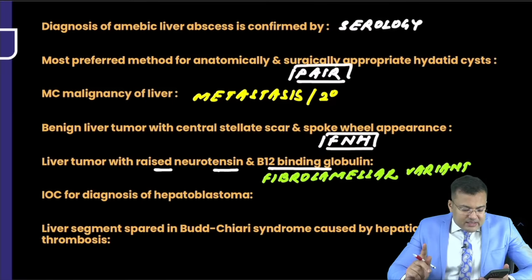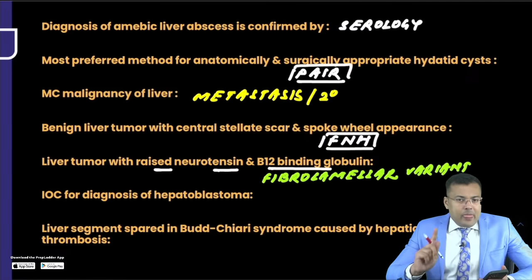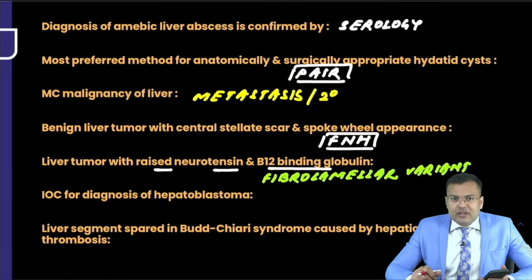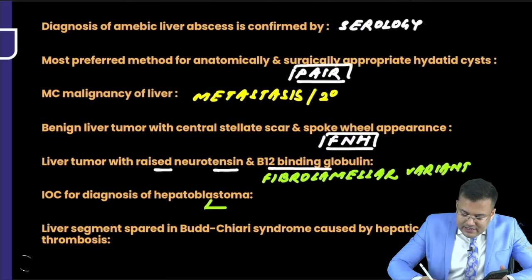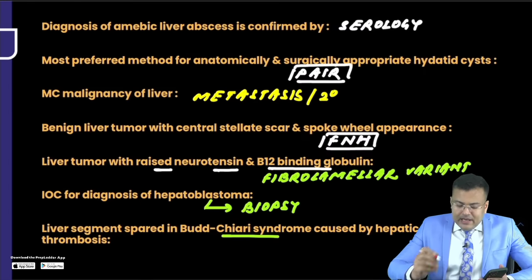Let me see who is the intelligent person. Jiten Yadav first, Ankit Gujjar second. These are the two who replied correctly till now. Now the majority of your markings are the correct answer. For hepatoblastoma, the investigation of choice for diagnosis is biopsy, and the radiological investigation of choice is CECT. So here, the investigation of choice for diagnosis is biopsy.